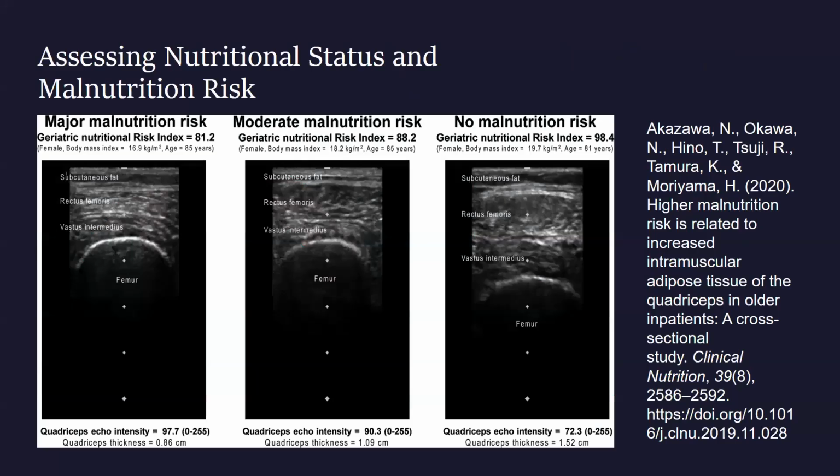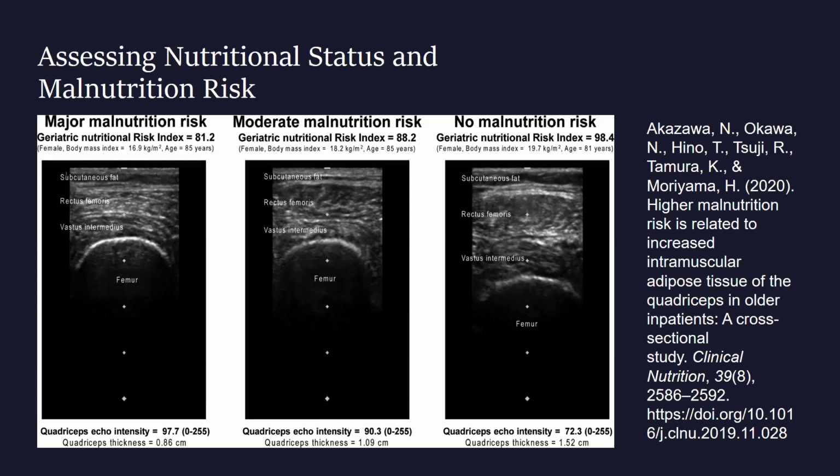As for ultrasound, this was just one protocol. There's actually a fair amount of new studies out there looking at different protocols for how to do this, and this was one of the protocols published. You can see 3 pictures there. In each picture, there's the femur, the anechoic area, and above that, there's 3 layers, being the vastus intermedius, rectus femoris, and subcutaneous fat. On the far right is someone with no malnutrition risk, and you can see that the quadriceps thickness, which is listed at the bottom of the graphic, is the thickest, and the echo intensity is the lowest.